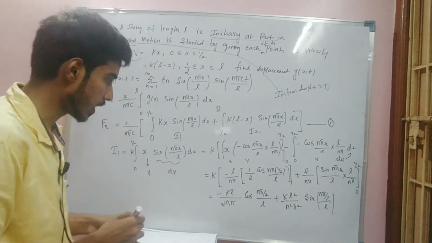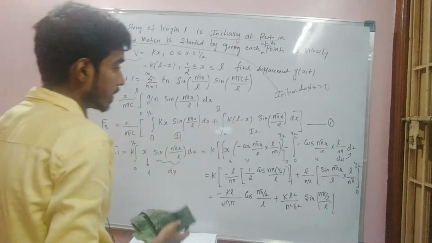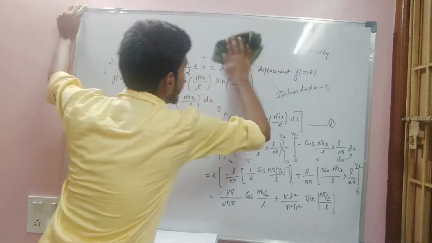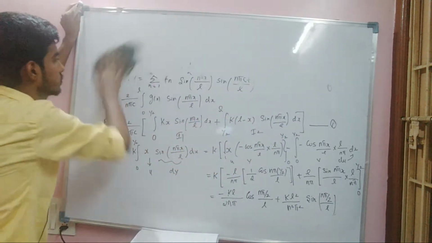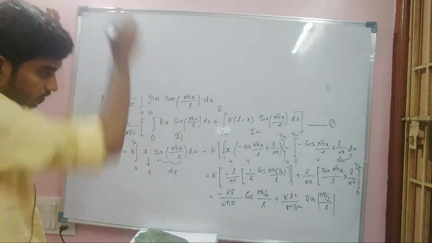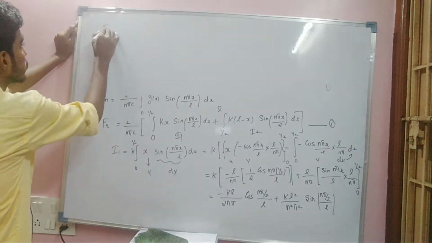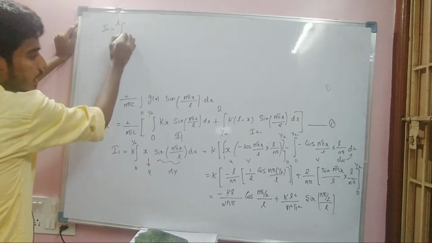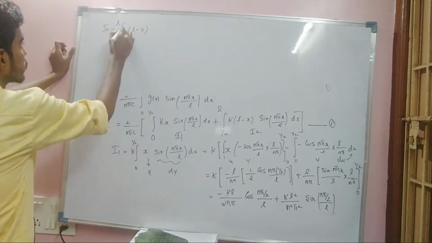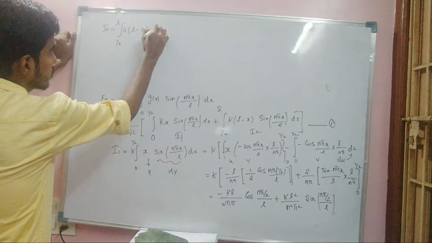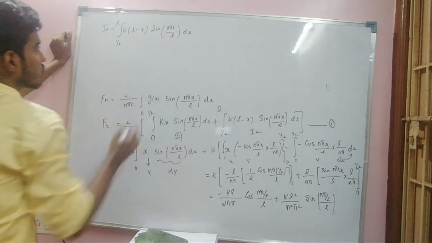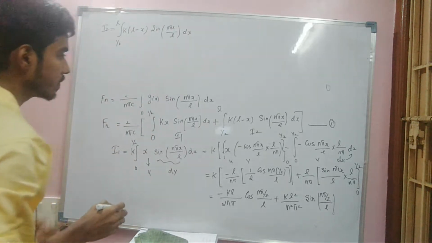Now we need to find I2. So I2 is k times (L − x) sin(nπx/L), just an integration, that's it. So our I2 is the integral from 1/2 to L of k(L − x) sin(nπx/L) dx. So again it is uv minus the integral of v du.